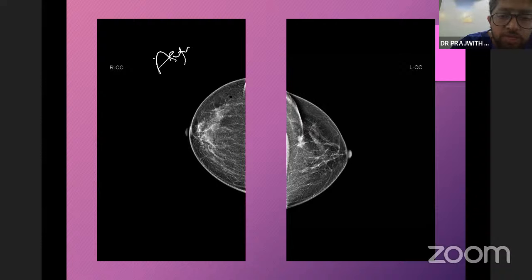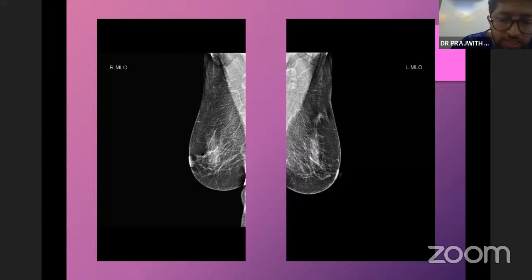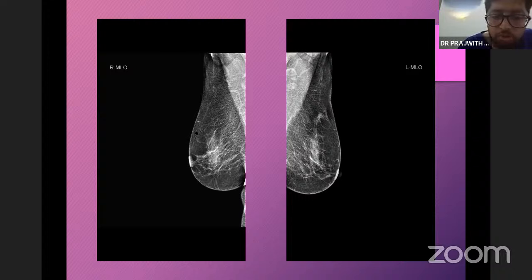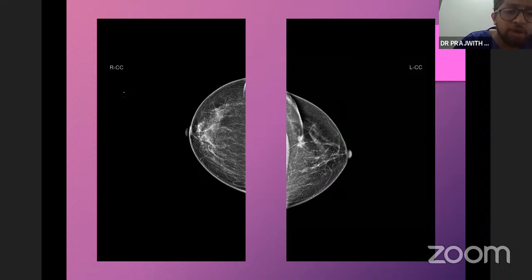Okay, now is this asymmetry seen here or not? It is seen in this also. Yes, sir. In the lateral view, it is showing asymmetry. Okay, it is seen in both. It's almost up to 25%.